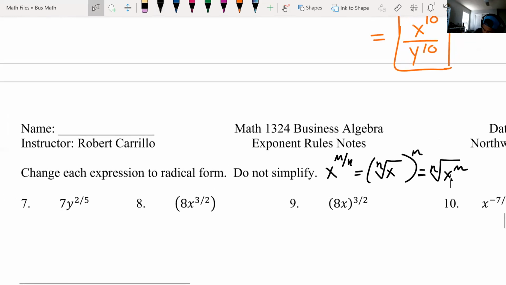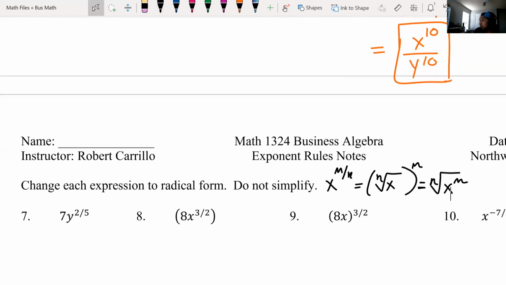We'll start with 7 times y to the 2/5. So be careful about parentheses and no parentheses. The 7 is attached to the y by multiplication, but they are not together. So the y is the only term being raised to the 2/5. The 7 is not. So this is the only term we have to worry about converting to a radical.